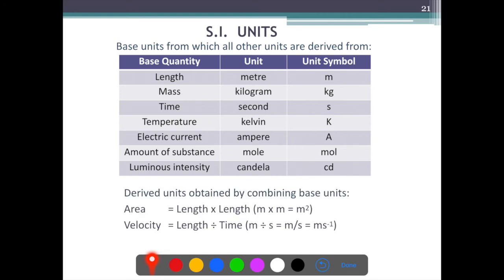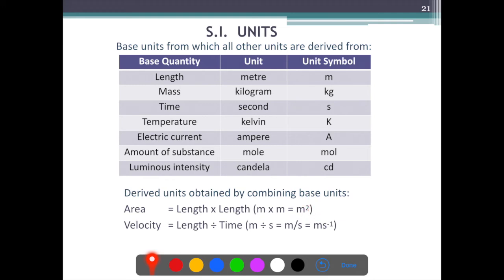We've also encountered what we call derived units. Derived units are what we obtain by combining base units. For example, we are calculating the area under a graph to determine the displacement from a velocity time graph. And so we're multiplying 2 lengths. Okay, so the unit for that area will be meters squared because we're multiplying 2 lengths, and the base unit for length is meters. So meters multiplied with meters will give us meters squared.